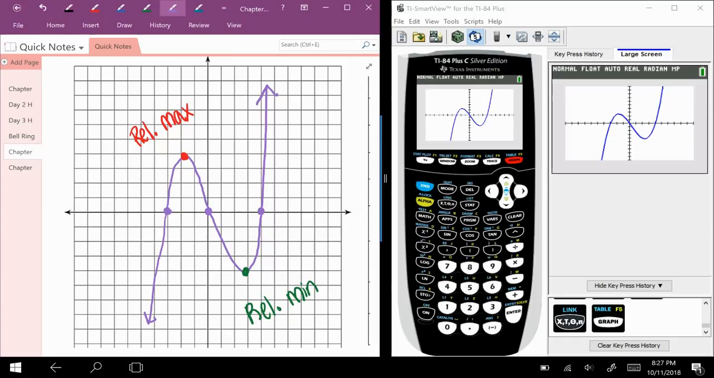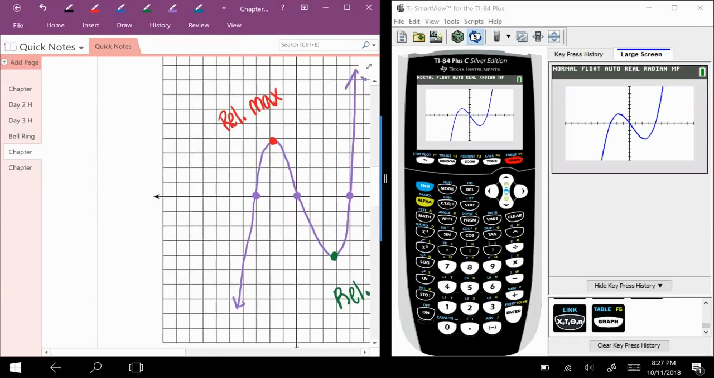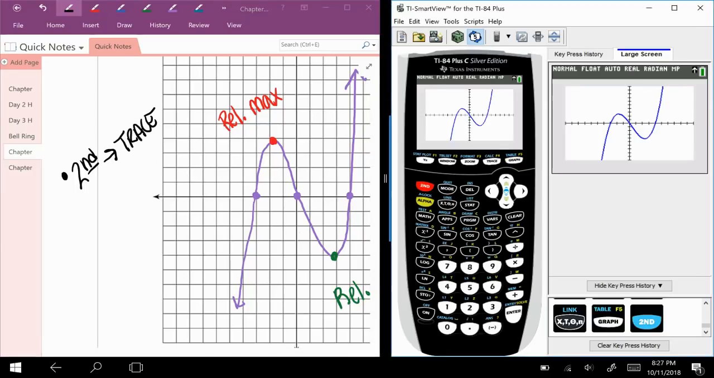Now remember how to do that. We always have to press second trace, and maybe make a note for yourself. When you're trying to find your relative max, you have to press second and then trace. Okay, so second, trace.